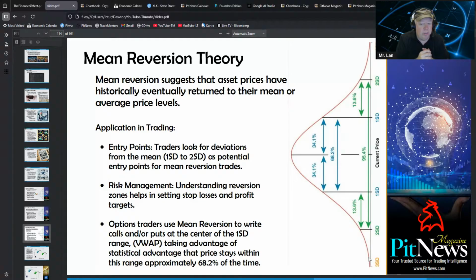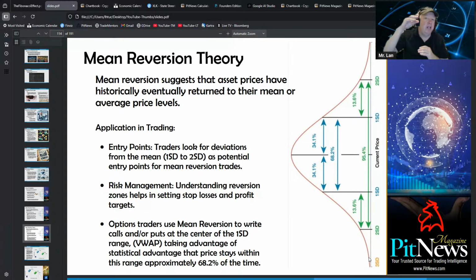Option traders use mean reversion to write calls and puts at the center of the 1 standard deviation range, or what we call the VWAP. It's another tool that helps us, taking advantage of the statistical advantage that price stays within the range approximately 68.2% of the time. So you can write your calls. For those of you who are trading with Granite Shares, that's what they do, right? Or YieldMax, that's what they do.